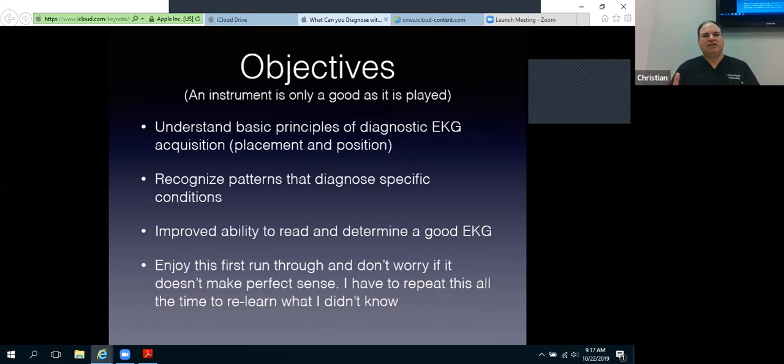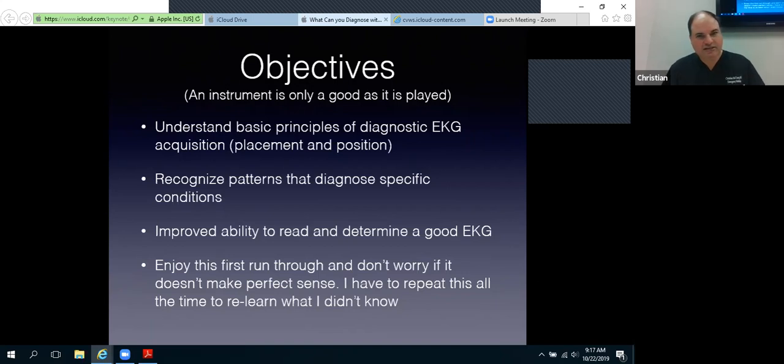And so that's really the big difference between what's diagnostic and then everything else that's truly surveillance. And so the key thing is that if we perform an EKG correctly and understand the basic principles of diagnostic EKG acquisition, then we'll actually be working with good data. And if you got good data in, then you can get something out of it. If you got garbage in, then you get garbage out, right?